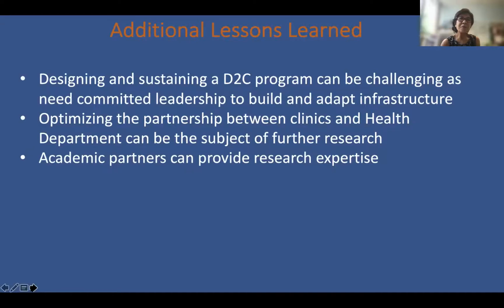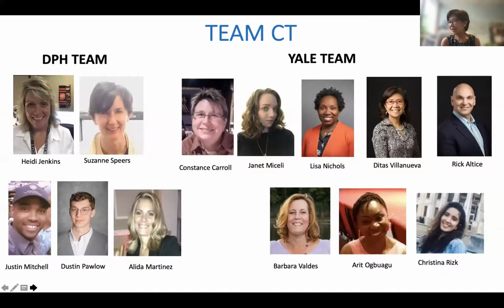I think that since we were the only site to include an academic partner, we can provide the research expertise. The other health departments, while they were much more nimble in terms of implementing the data to care, were less inclined to try to publish their results because they're much more like, let's get this work done. And so we were a little bit different in that particular goal. And so that may have been a pro or a con.